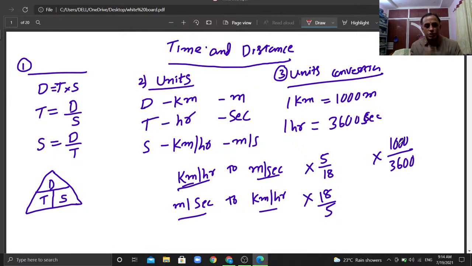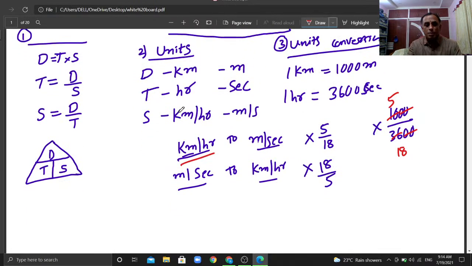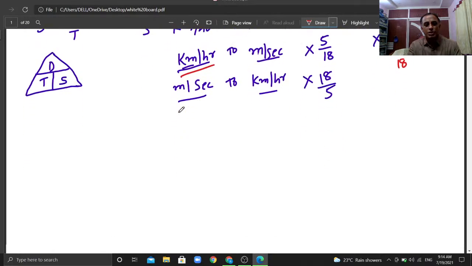But this fraction is very big, so a fraction should always be in least form. Simplify the fraction: 2 zeros cancel 2 zeros, 2 5s are 10, 2 18s are 36. That's why to convert the speed from kilometer per hour to meter per second, you multiply with 5 by 18 only. Clear? So the first important points in time and distance are: formulas, units, and unit conversion. Please remember these three basic points.